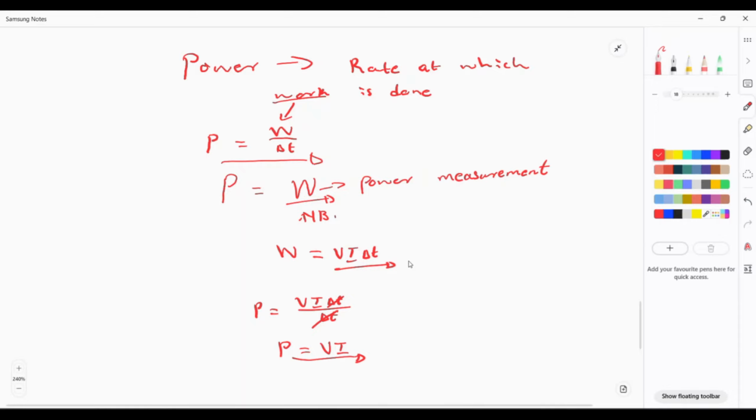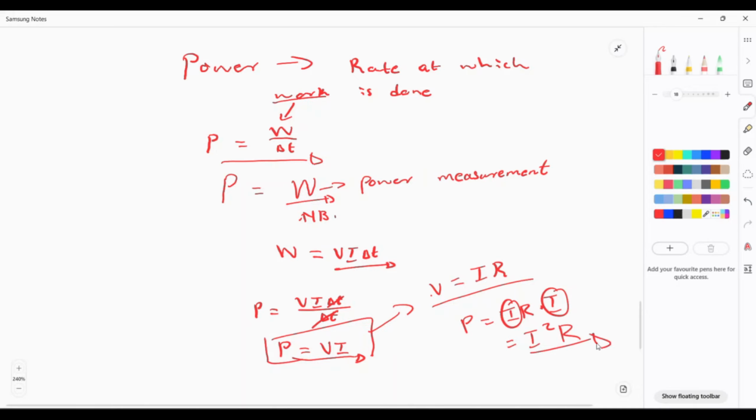Okay, so now you know this formula, it is very famous. P is equal to VI. Then you start to rearrange the equations. V is equal to IR, so in the place of V you put IR, and P is equal to IR multiplied by I. This I and that I make I squared R. So you can just play around with the formulas. You manipulate the formulas and then you get what you want. It's as simple as that.